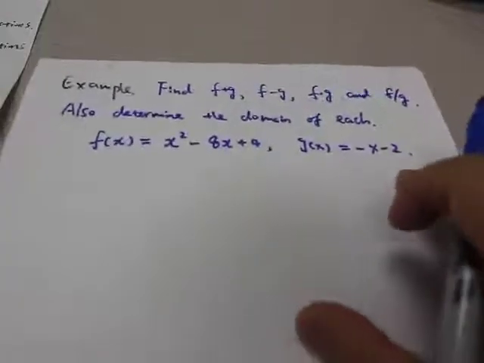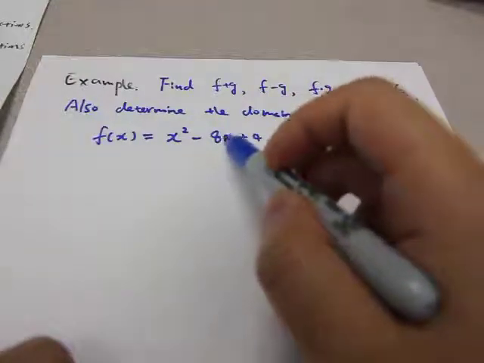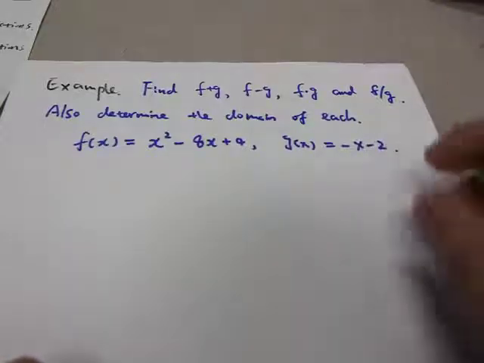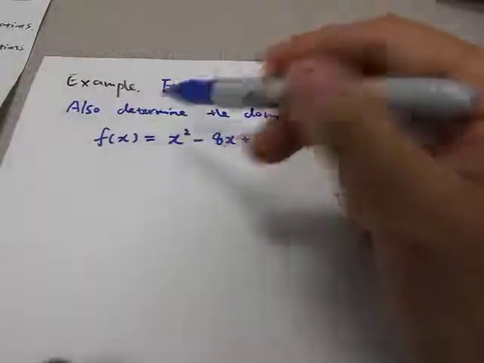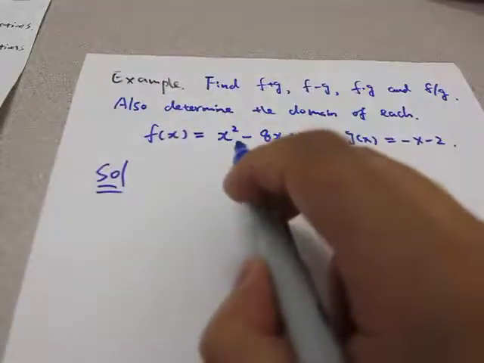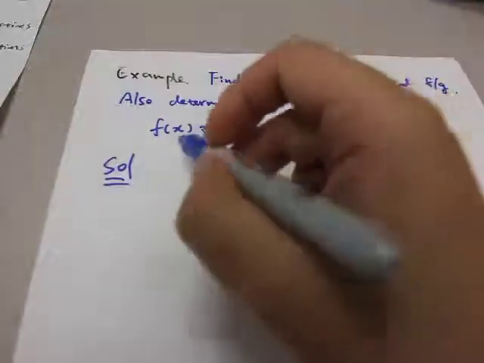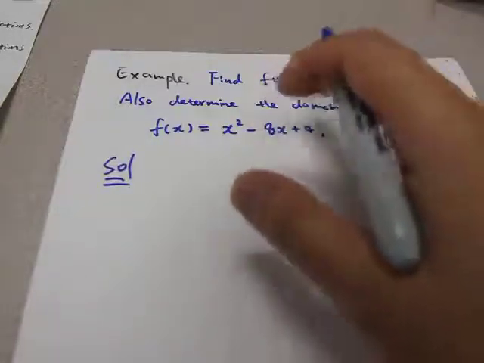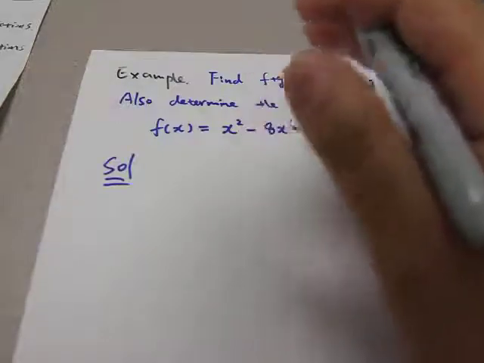For example, here we're given that f(x) is a polynomial, x squared minus 8x plus 4, and g(x) is another polynomial, negative x minus 2. We are looking for these four functions and also their domains. The first step is to determine the domain of each function. Because both f(x) and g(x) are polynomials, and if a function is a polynomial, then its domain is every real number.